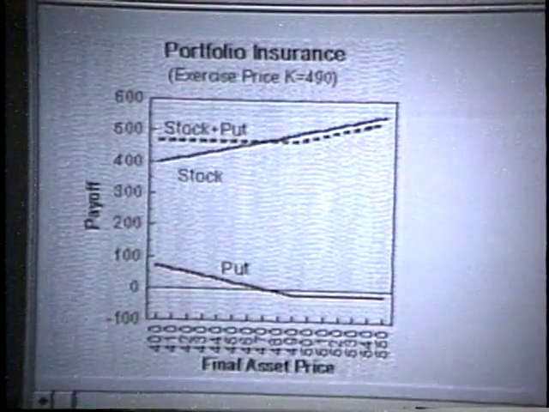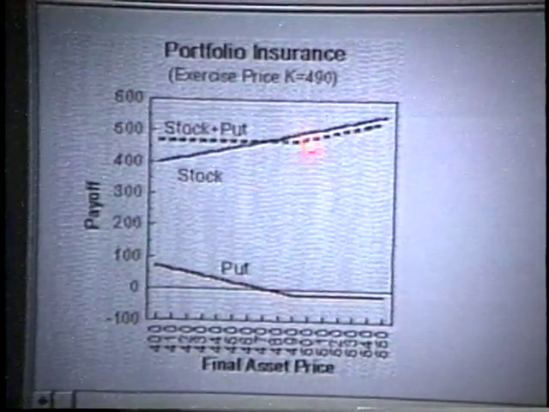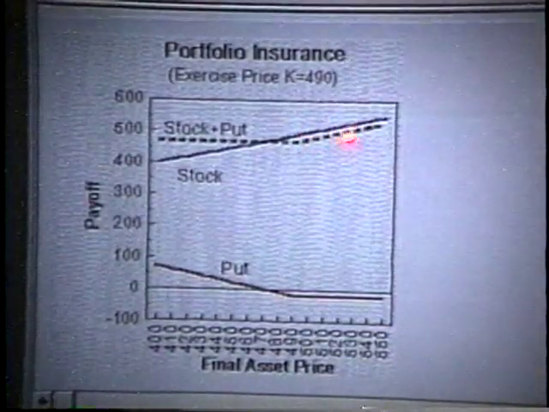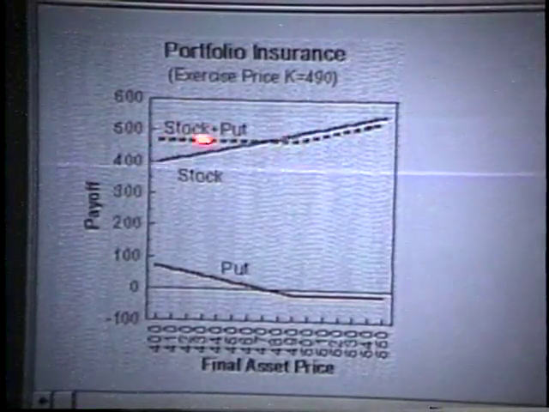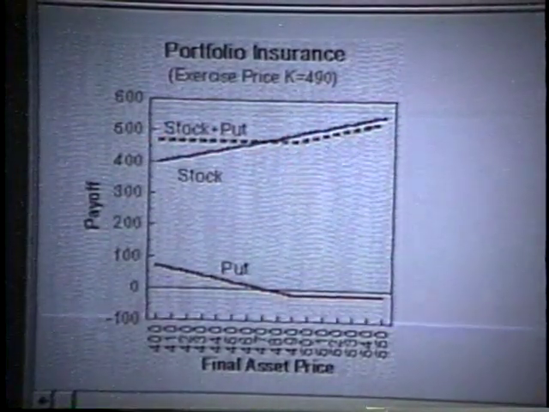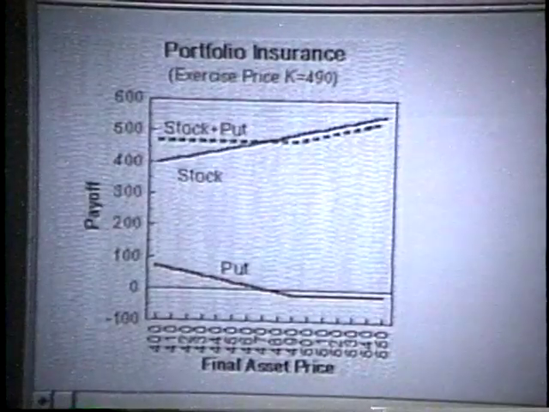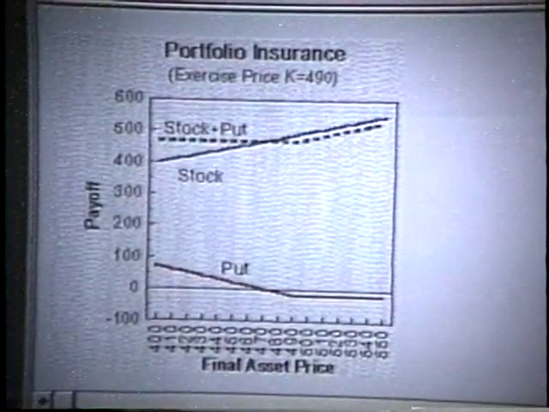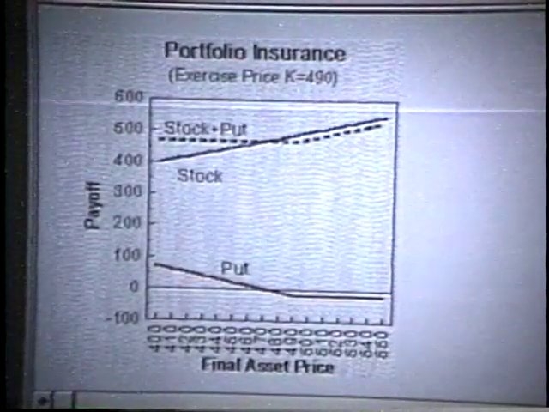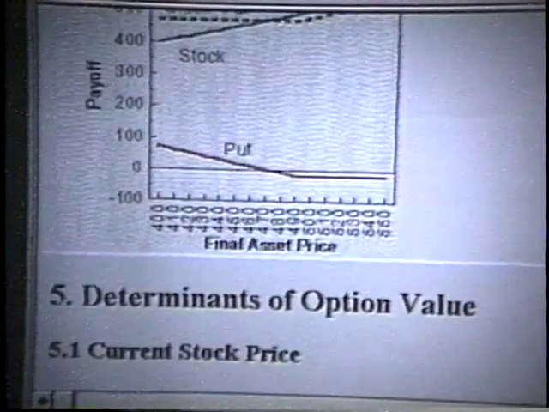So you're paying for it. In the upside, you don't get everything. There's an insurance premium there. But in the downside, you've got this floor. So it's just another example of how to do an alternative investment.